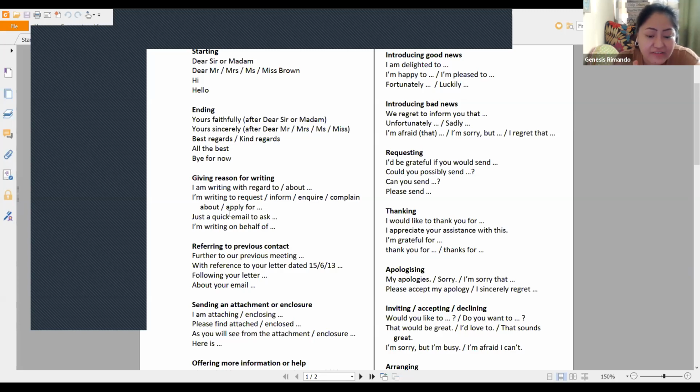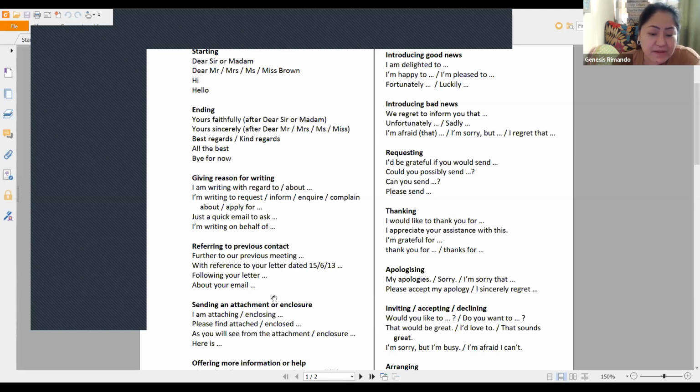Or any call to action, for example, if you want them to reply to you in 1 week, I hope to receive a reply from you, or I hope to get your agreement in 1 week's time, or tomorrow, something like that. So your last paragraph should always be your call to action.